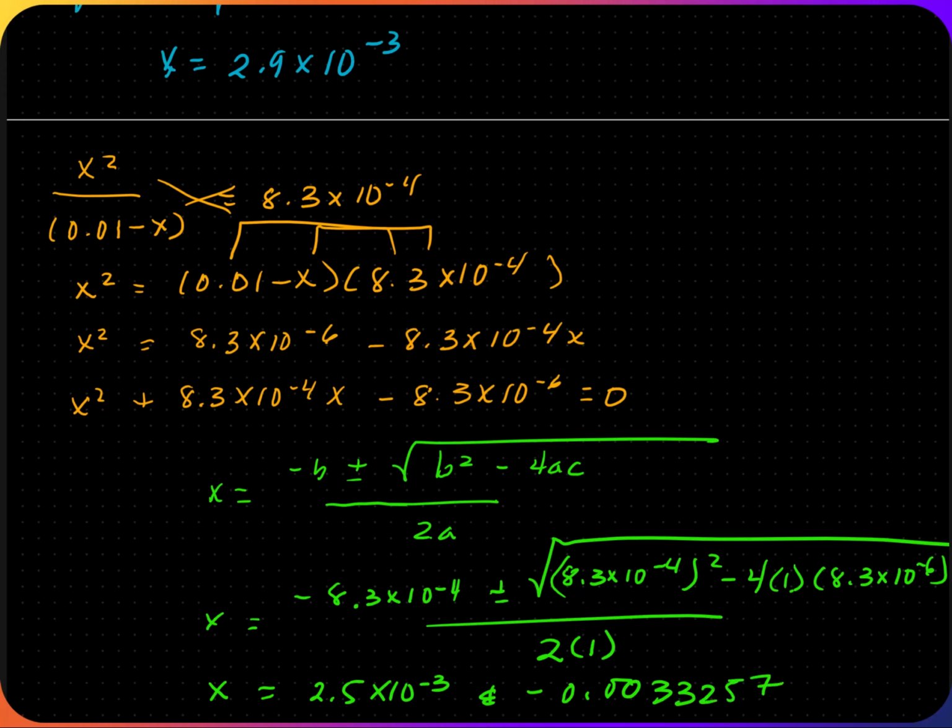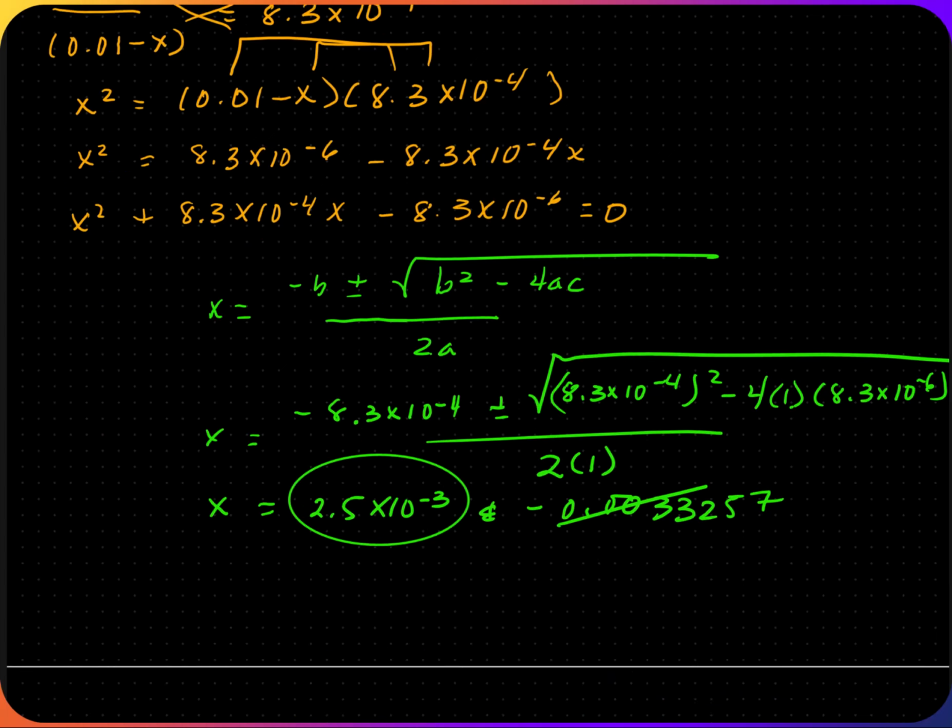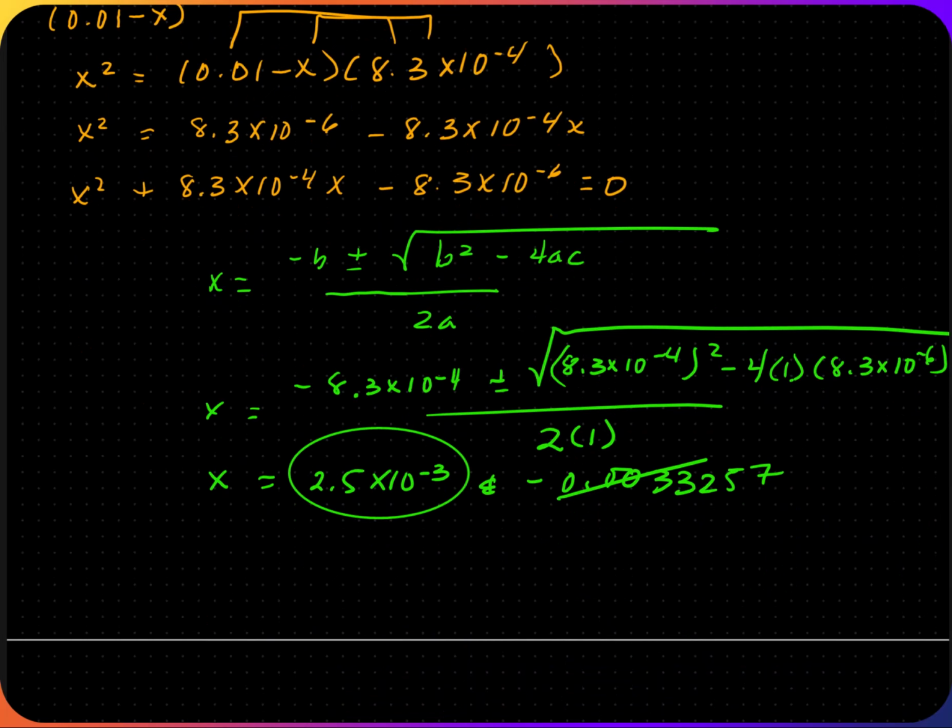0.00333257. So we know that the negative answer is wrong, so this is my correct answer. Now we need to find the equilibrium concentration. CO is equal to Cl2, which is equal to x, so this is going to be equal to 2.5 times 10 to the negative 3rd molar.